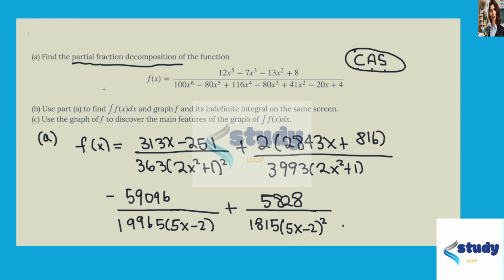Now let's go ahead and use Wolfram and a calculator to find part A and its integral. Let's graph those on the same screen. So let me go to the next page here. For part B, they want the integral of f.